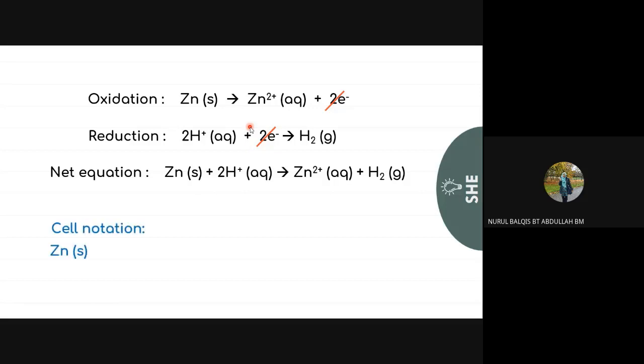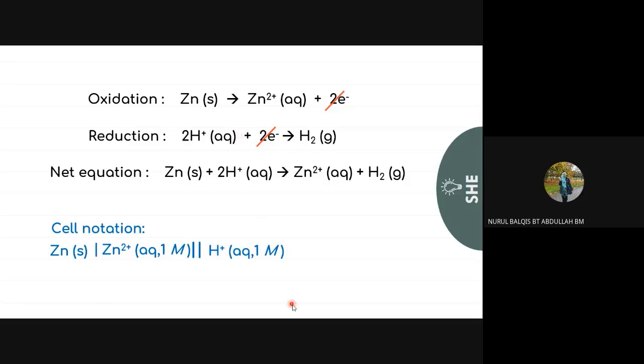Lepas zinc solid, dia akan masuk electrolyte kan? Dia pun apa? Zinc 2+. Kita ada satu bond. Lalu kita ada different state. And then, lepas zinc 2+, kita akan lalu salt bridge macam mana kita lukis? Double bond. So we have this double bond indicates this is salt bridge. And then, lepas salt bridge masuk solution kan? Electrolyte awak siapa tadi? H+.